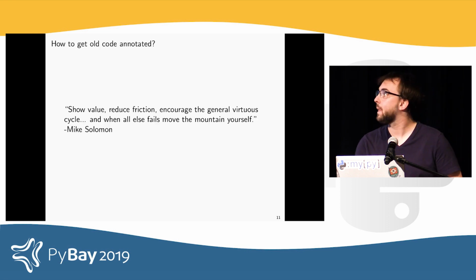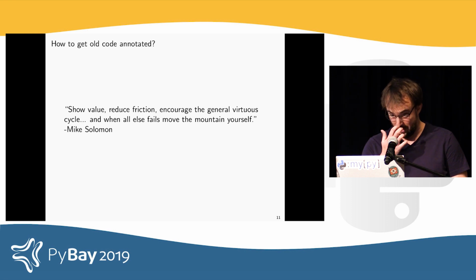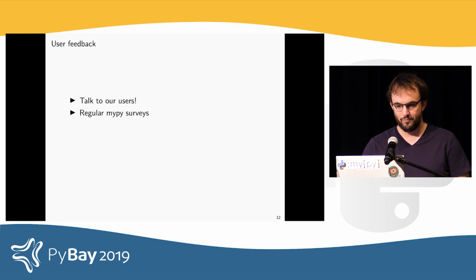So how do you get old code annotated? Well, to quote one of the senior engineers at Dropbox when we asked for his advice, and this is despite him not believing in types anyways, but he gave some good advice, which is: show value, reduce friction, encourage the general virtuous cycle, which I talked about a bit earlier, that typing makes you want more typing. And when all else fails, move the mountain yourself. So I'll talk about how we did some of those things.